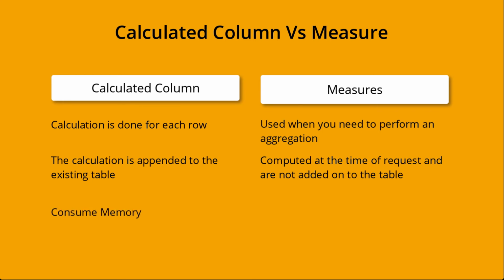A calculated column consumes memory as it increases the file size. A measure consumes CPU every time it is run to perform calculation.